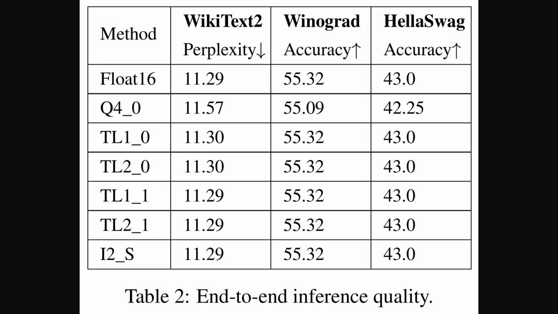Okay, so we've seen the speed improvements hold up across different sizes, but what about the quality side of things? Well, these numbers here really quantify that for us. We're looking at end-to-end inference quality using standard benchmarks like Wikitext2, Winograd, and Hellaswag. Notice how the float16 baseline scores are exactly matched by the lossless bitnet.cpp methods, I2_S, TL1_1, and TL2_1. Even the slightly lossy TL2_0 methods show basically identical performance on these tasks. So this confirms we really are getting that speed without sacrificing the model's output quality.